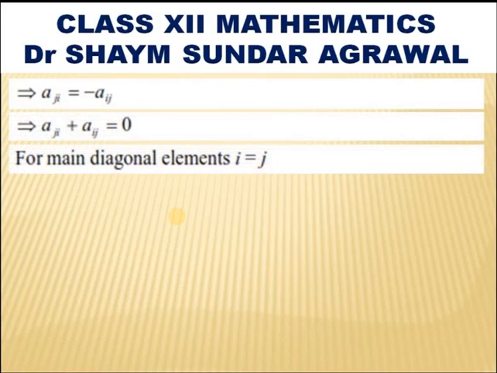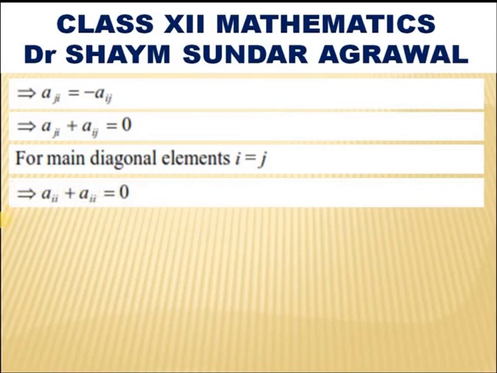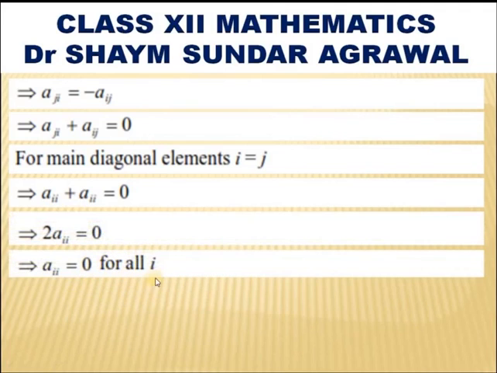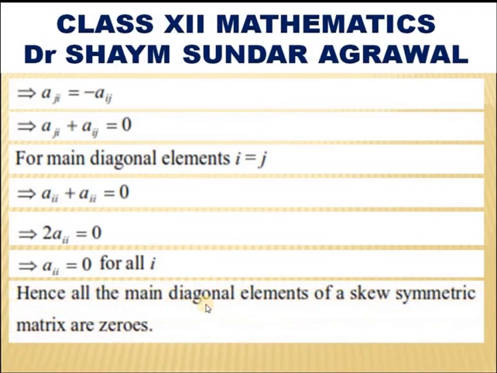And we know for main diagonal elements, i equals j, meaning aii or ajj are the diagonal elements. So put i equal to j, we get aii plus aii is equal to 0, or 2 times aii is equal to 0, or aii is equal to 0 for all i. That means a11, a22, a33, a44, a55, up to ann are all zeros, and they are denoted as the main diagonal elements. Hence all the main diagonal elements of a skew symmetric matrix are zeros.